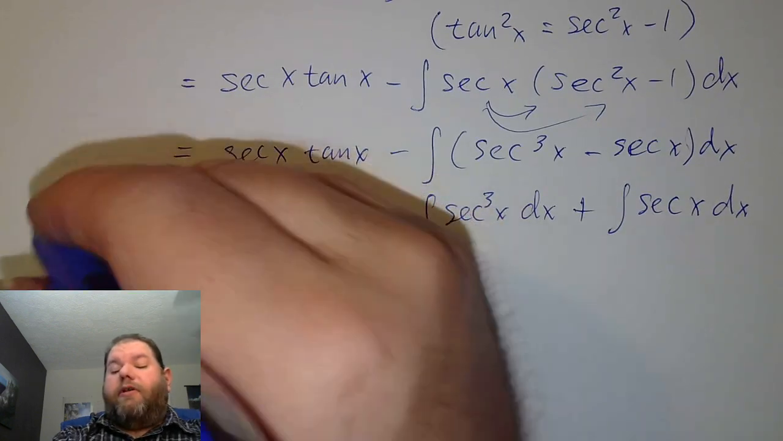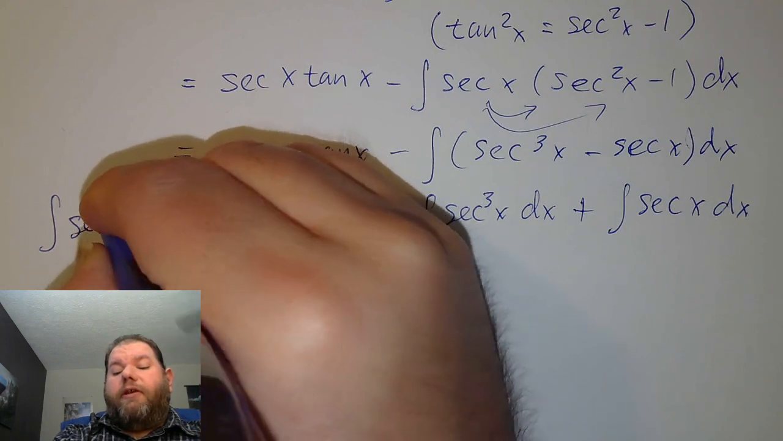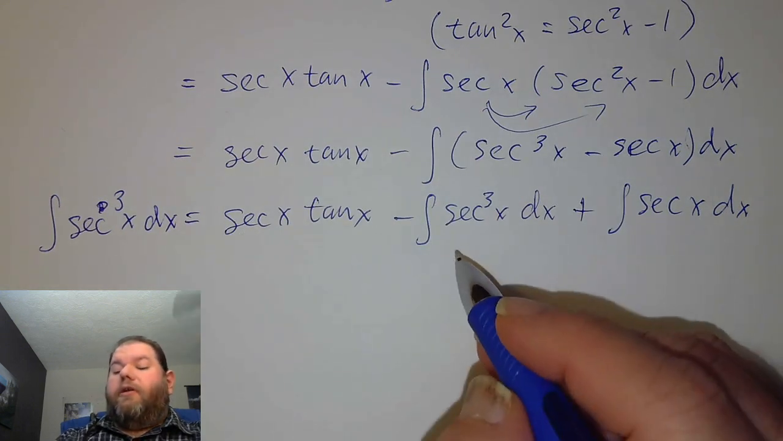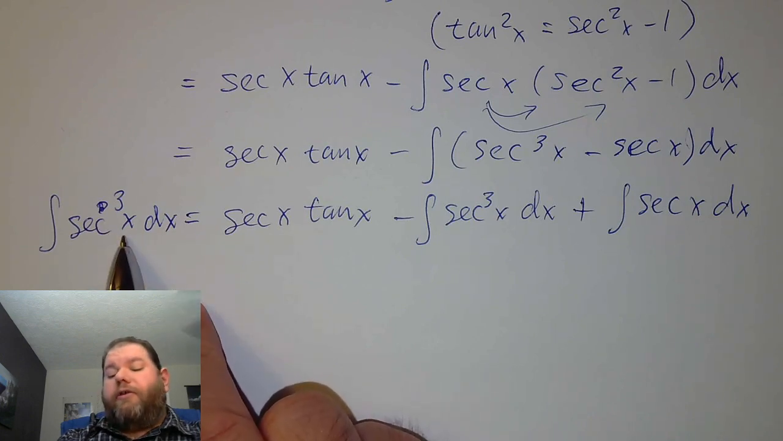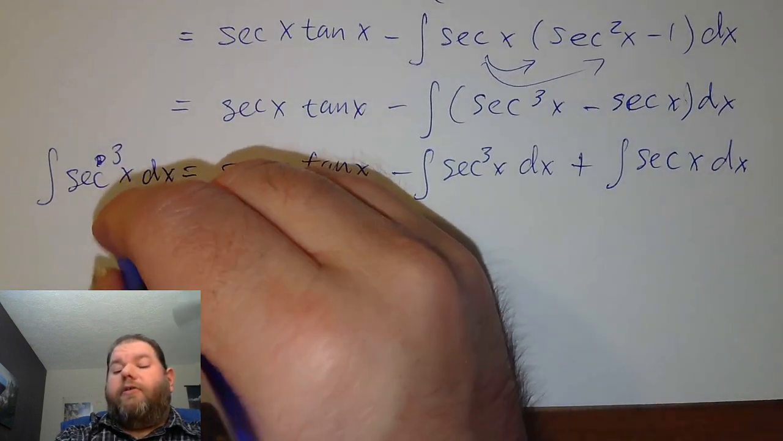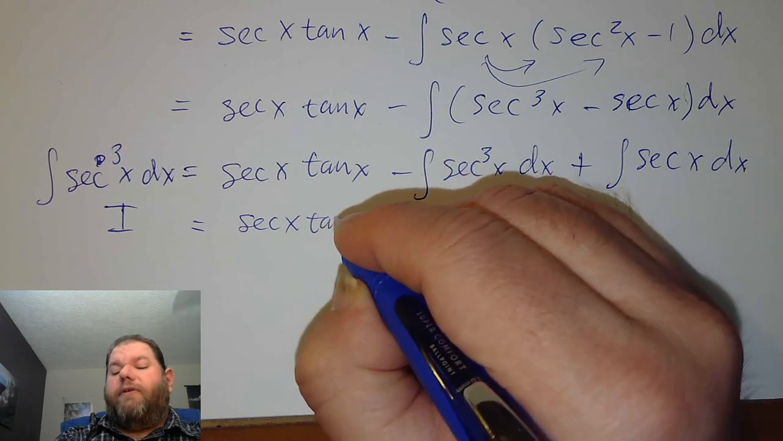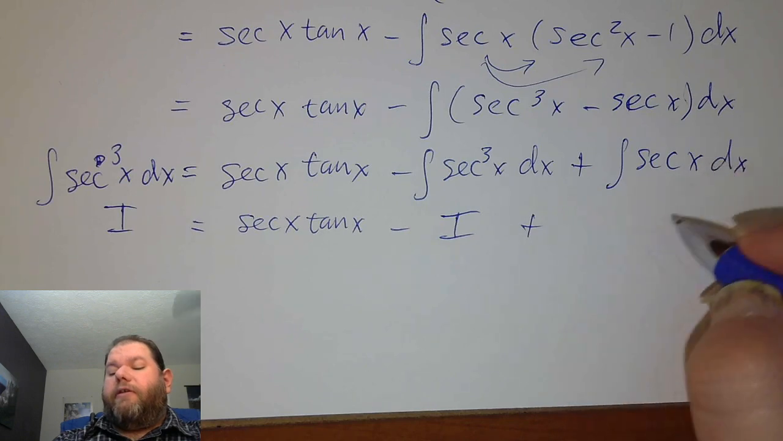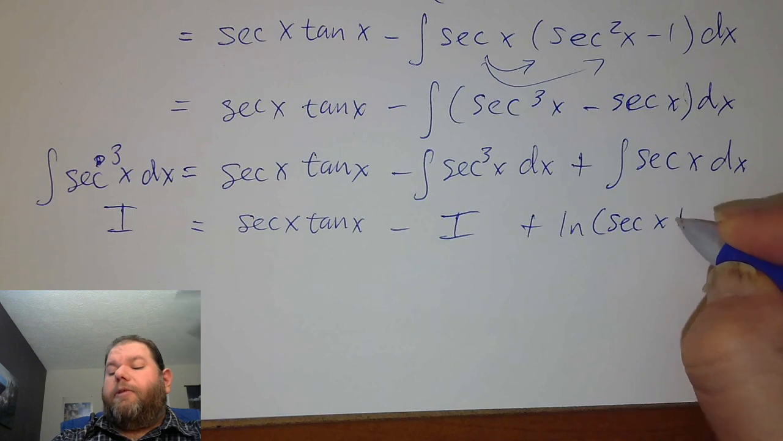The other thing is that on this left-hand side, don't forget the original integral that we started with was secant cubed x dx. So, once again, we have the situation where we have an identical integral here as we have here. So let's go ahead and call this I. We'll leave this as secant x tangent x minus I plus, and again, the integral of secant x is natural log of secant x plus tangent x.